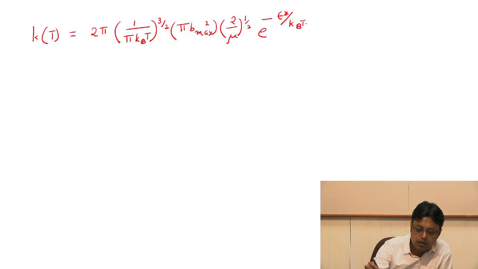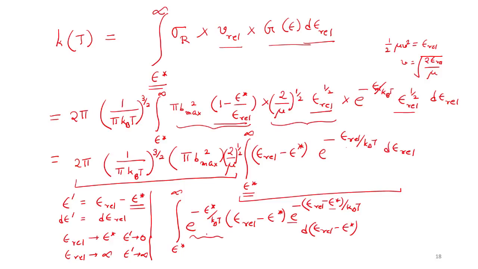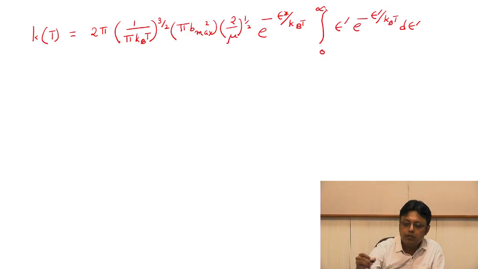into the integral. I'm now writing the variable as epsilon prime, so I can write epsilon relative minus epsilon star as epsilon prime, epsilon prime, and e to the power minus epsilon prime by kBT d epsilon prime, and the limits will now be 0 to infinity. Now this is a gamma function of the form x e to the power minus ax dx that we can easily evaluate.